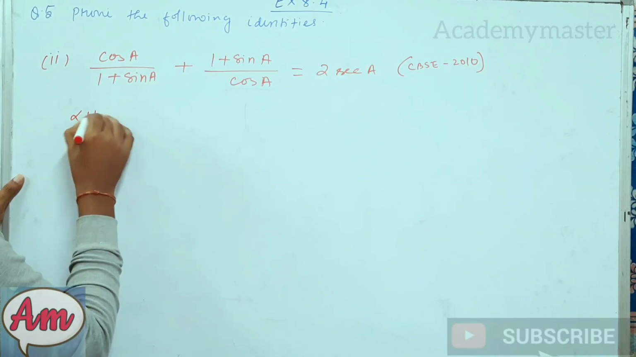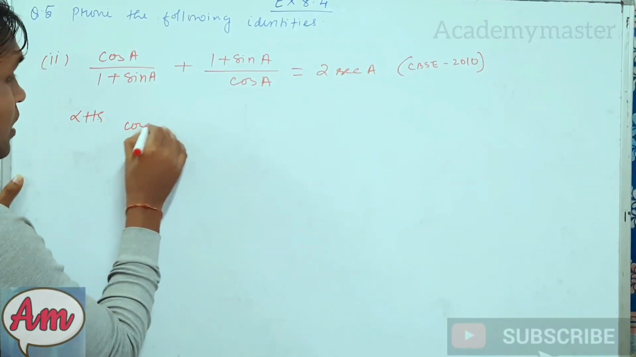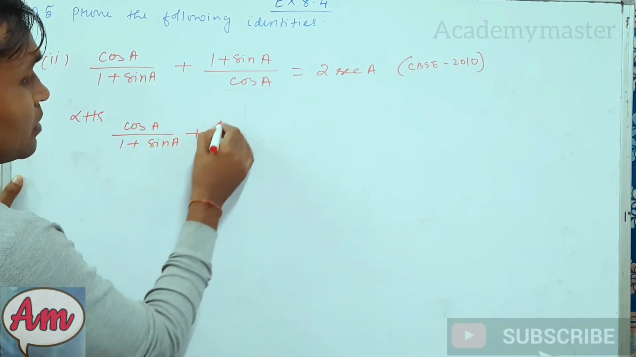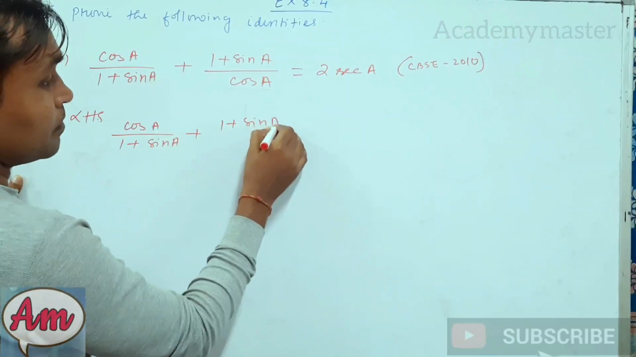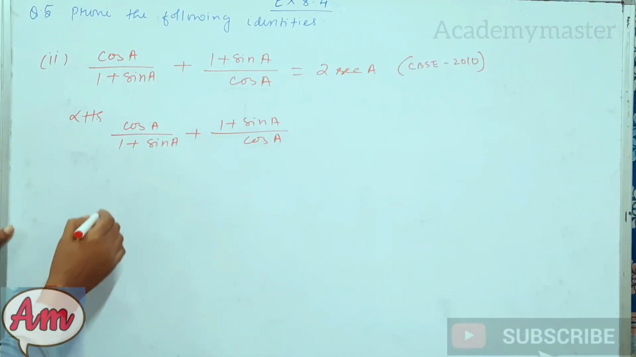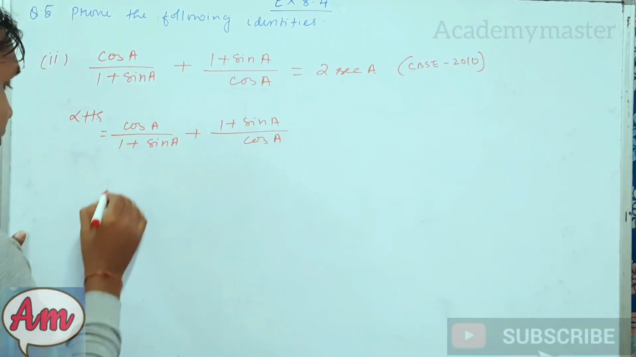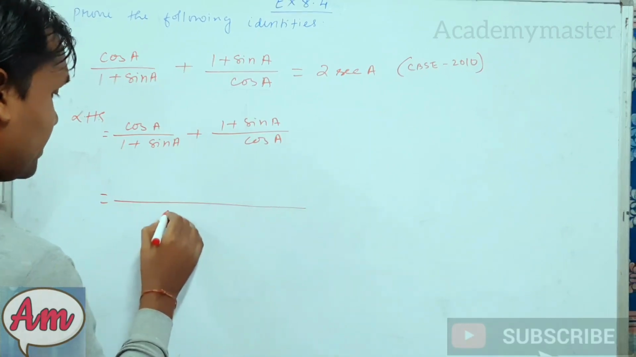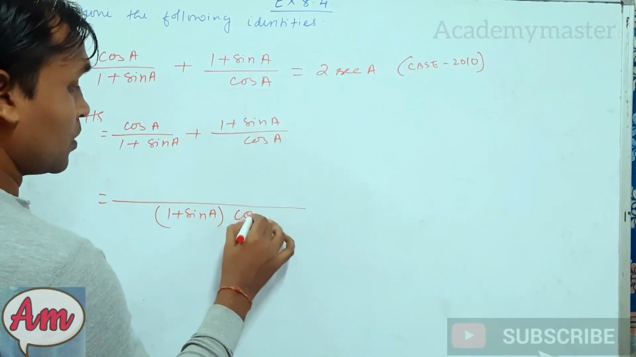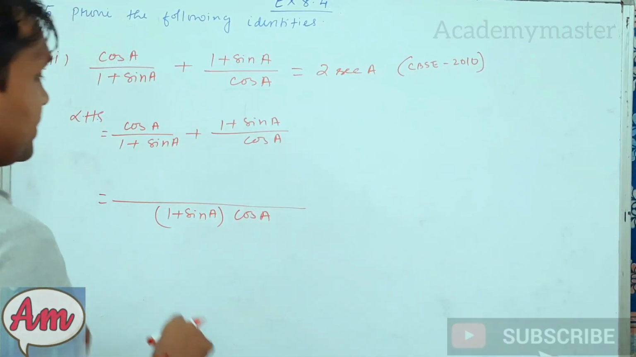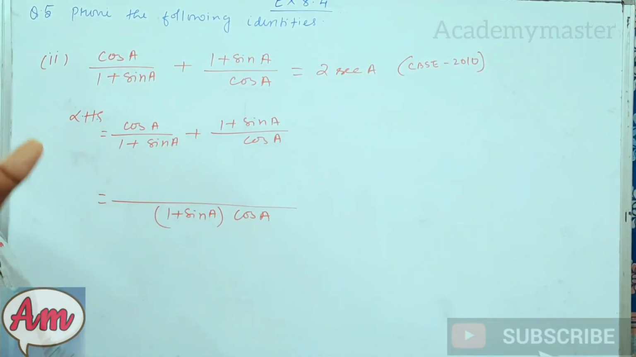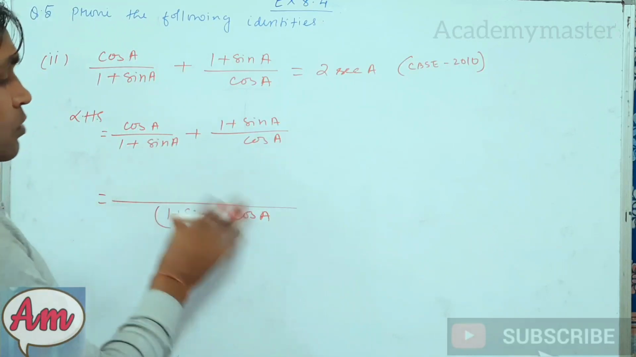So let us take LHS as I told you. So cos A by 1 plus sine A plus 1 plus sine A by cos A. Okay, so what you have to do here, very simple. First of all, let us take an LCM. So LCM will be what? 1 plus sine A into cos A. Watch very carefully each step. Even though you know it also, you watch it, you will definitely get to know something, learn more. Okay, so this is our LCM.